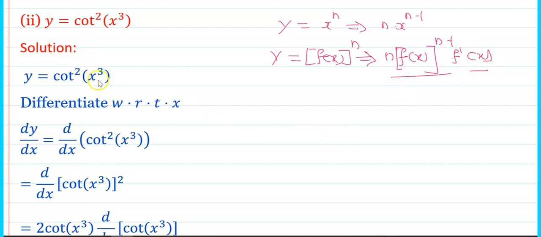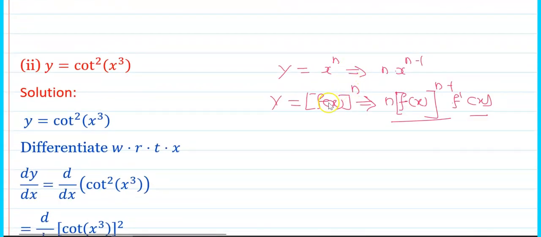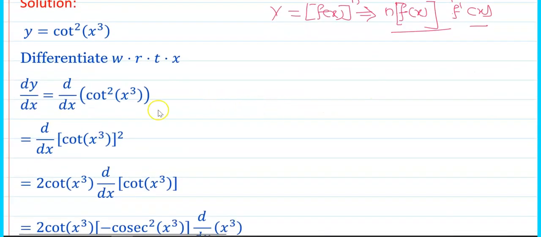What is here? Cot square x cube. Now differentiate this with respect to x. d/dx of cot square x cube. This cot square x cube can be written as cot of x cube, bracket square. Similarly here, f of x raised to n. Here, cot of x cube. What is f of x here? The f of x is cot of x cube, bracket square. Then how is the derivative of a bracket square? Its derivative is n times f of x into f dash of x. Similarly, n is here, f of x is cot of x cube, into d/dx of cot of x cube.